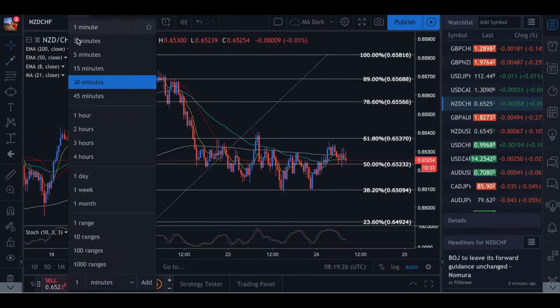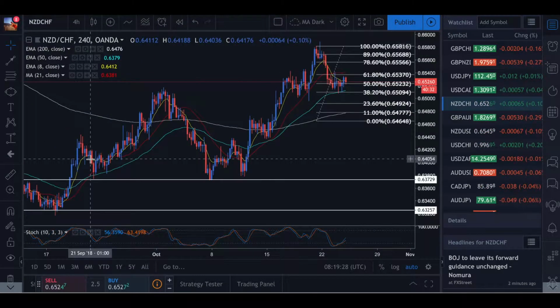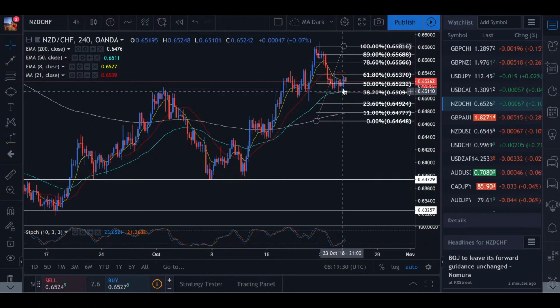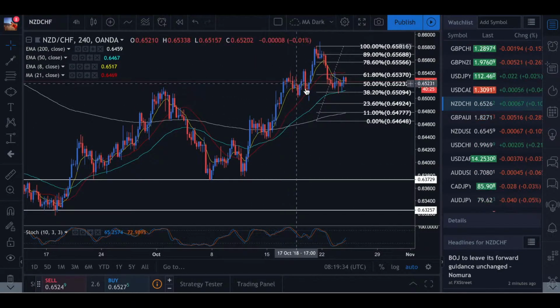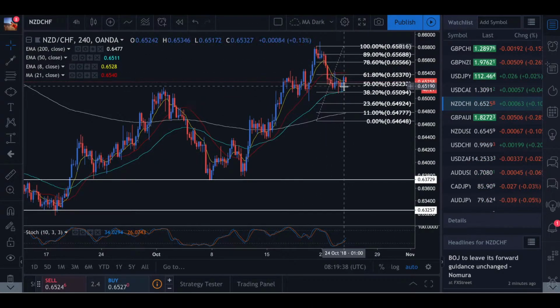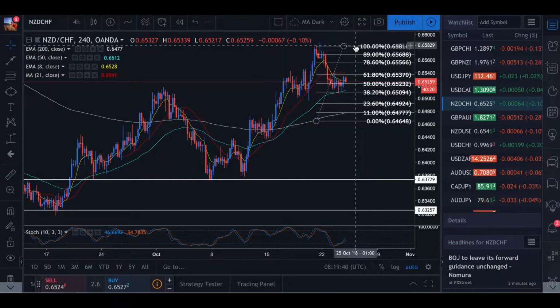If we look on a bigger time frame here, you can see that we've had our correction. You can see the market impulse, correction, impulse, correction, impulse, correction. Are we going to be expecting another push to the upside here? So again, that is something we've got to look for. So this could be the move where we're going to go to the 78 and the 89.